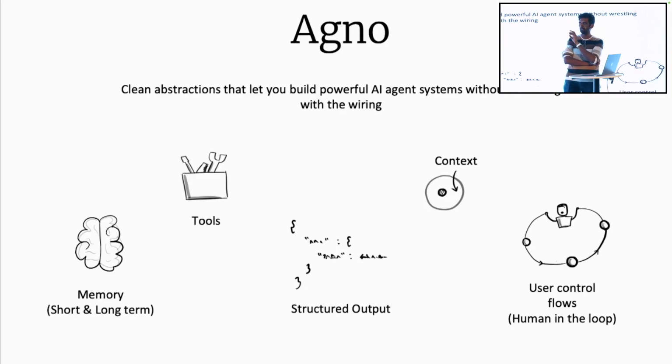And tools, and we have structured outputs. I'll come to what structured output is. I'll go into details about what structured output is, why it is very important, and also the context and user control flows. It's the human in the loop. Yeah, so this is what we are going to see very quickly.